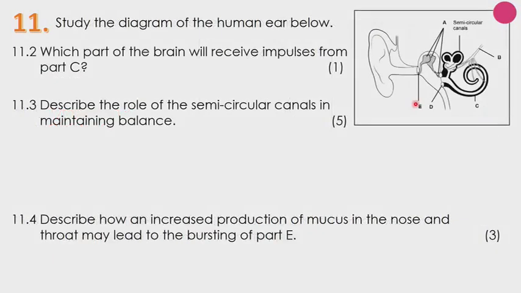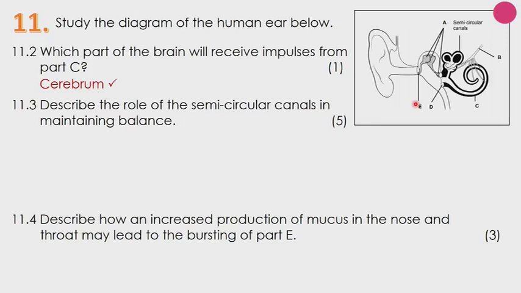Then another question, the last one we'll be looking at, gives you a diagram of the human ear, once again asking you for labels and functions, so make sure you understand the diagrams. Now they're asking you firstly, which parts of the brain will receive impulses from part C? Now part C is the cochlea, that shell-like structure that we have covered. So that part relays information about sound, and that's going to be interpreted by the cerebrum. Only information from our vestibular apparatus is going to be taken to the cerebellum.